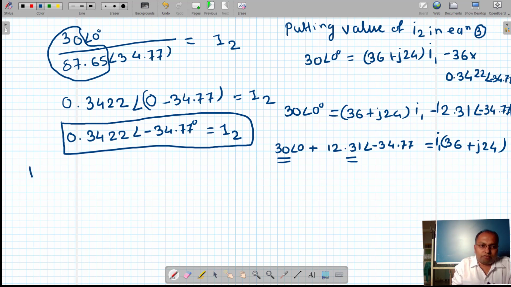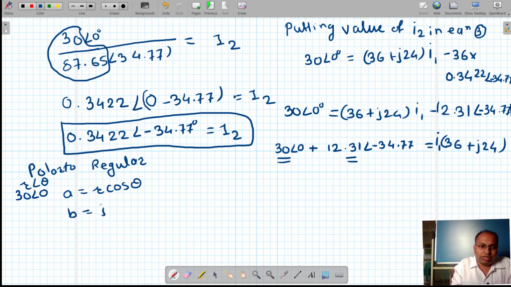So now we are going for conversion of polar to rectangular. So how to convert it? Let us go for it directly. R and theta are there. This is your R and this is your theta, right? So you can calculate a like this: a equals R cos theta, and b equals j R sin theta.